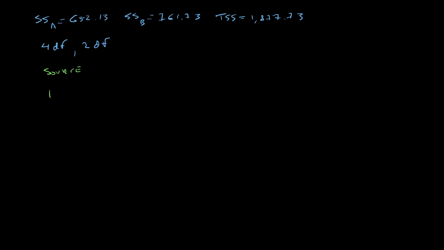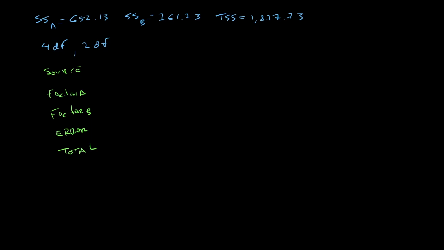And the first element is called factor A. And the second element, because it's a two-way ANOVA, is called factor B. Then we have what's called the error. Then we have the total.